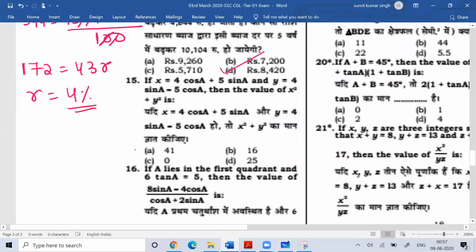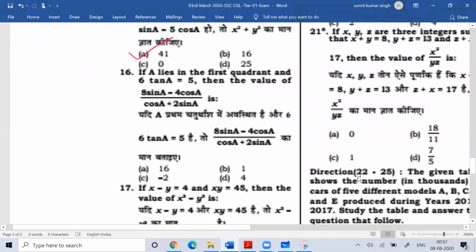The answer for this is 41. Now you can see the next question.